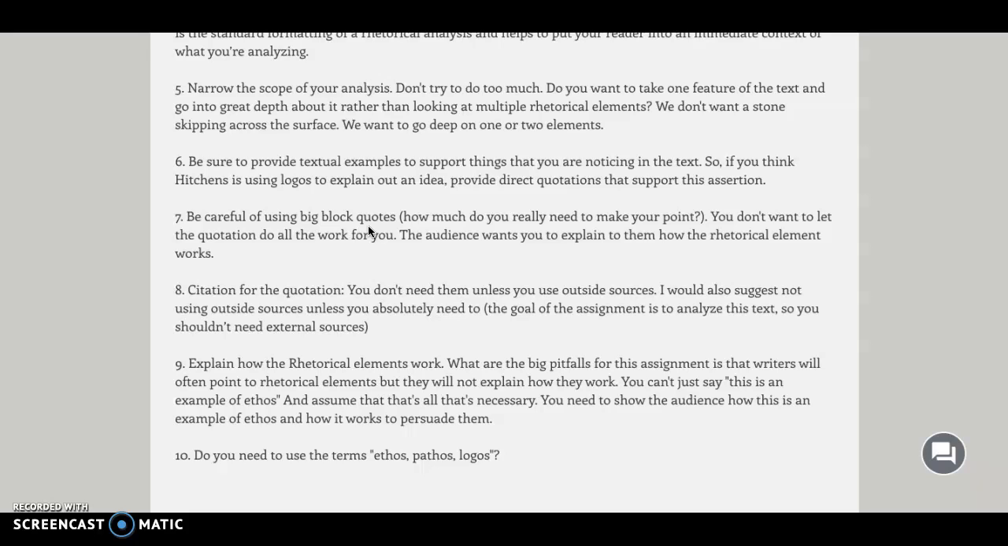Don't think that the quote replaces your analysis. As a matter of fact, you probably want to quote a couple of small words, maybe a short sentence, and then explain out. So generally my rule of thumb is for every line of quote, there probably ought to be three lines of explanation, explaining out how this works.